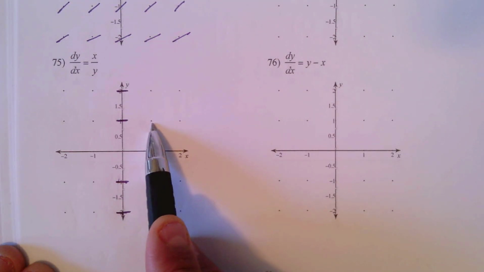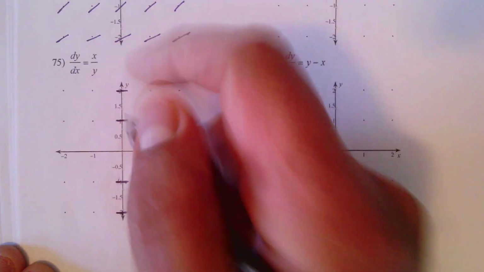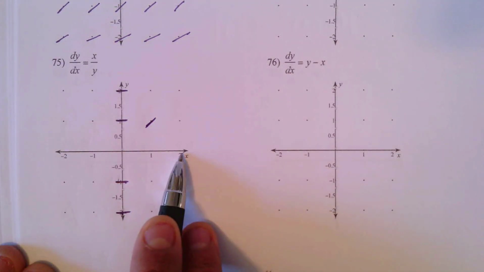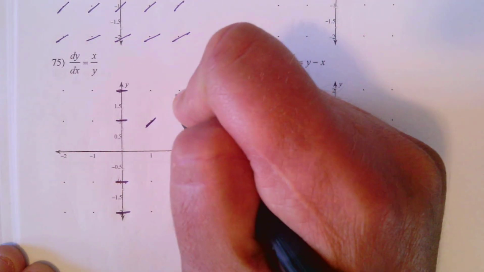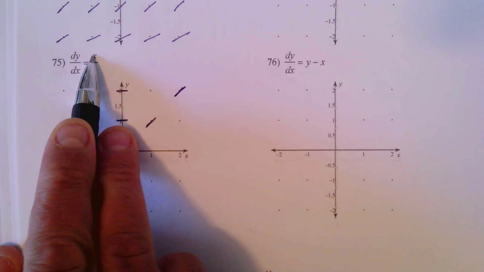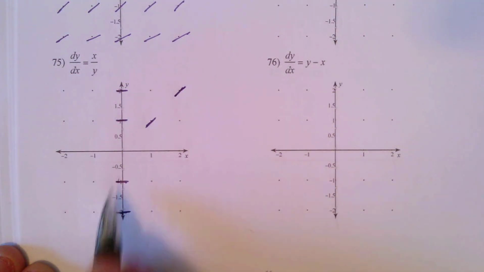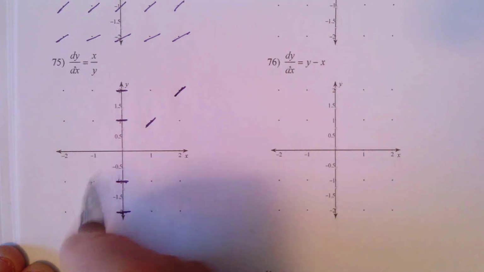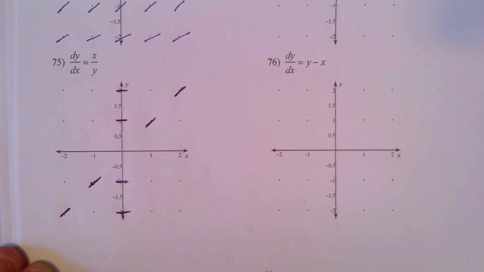Now let's go over to some other easy points. Like this point is 1, 1. What would the slope be at 1, 1? Well, if x is 1 and y is 1, the slope would be 1. Likewise, if x is 2 and y is 2, the slope would be 1. When x and y happen to be the same, then when we divide them, we're going to get 1. So -1 divided by -1 is also positive 1. -2 divided by -2 is positive 1.